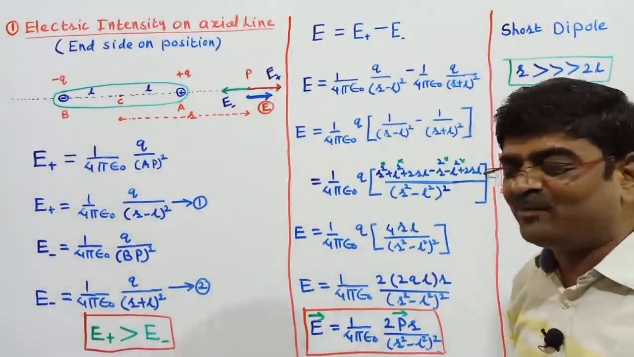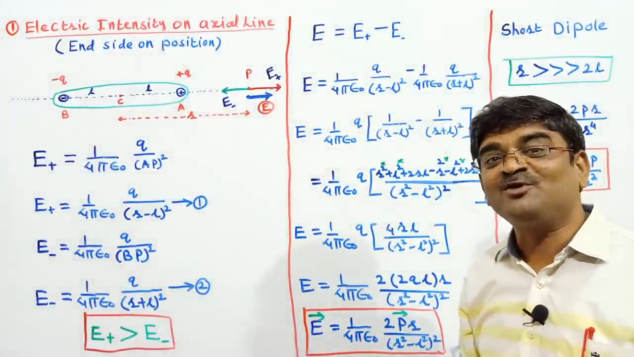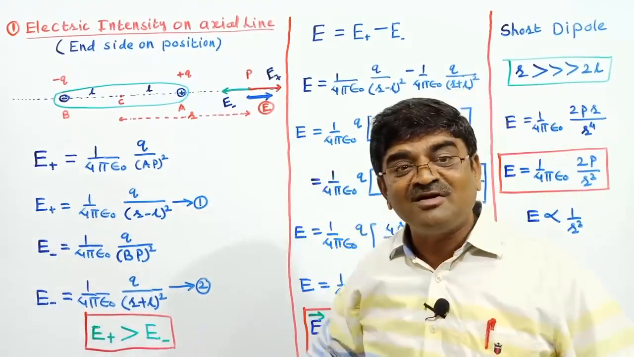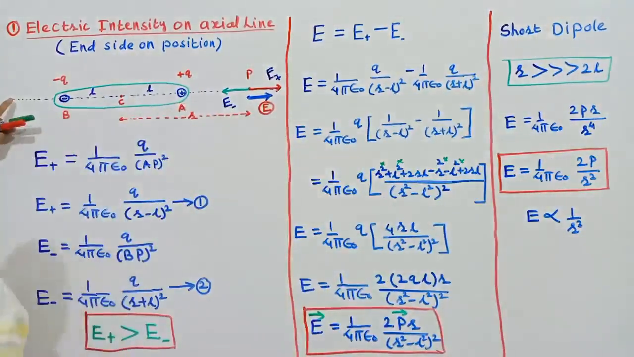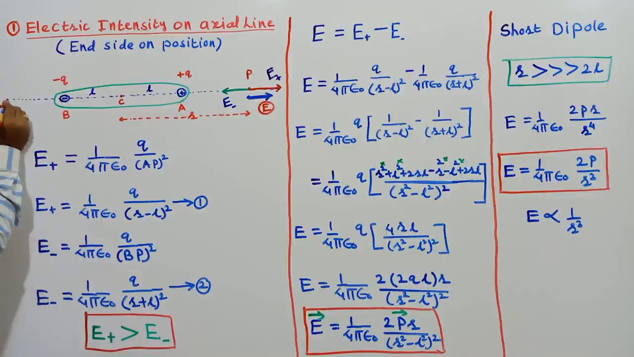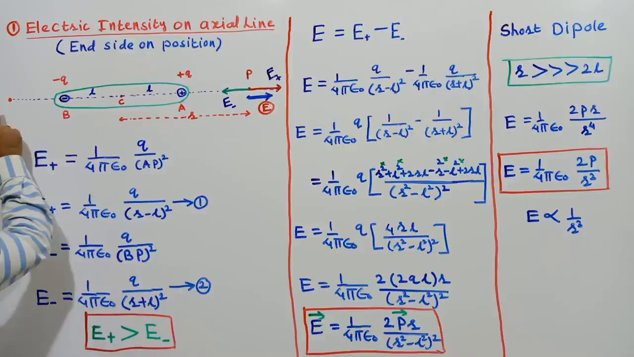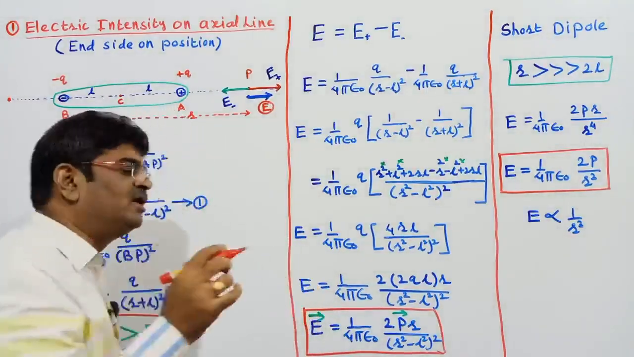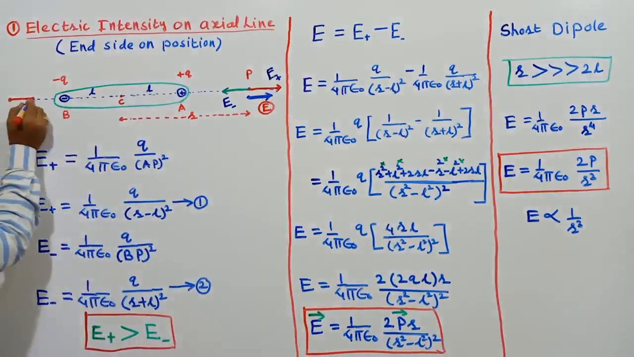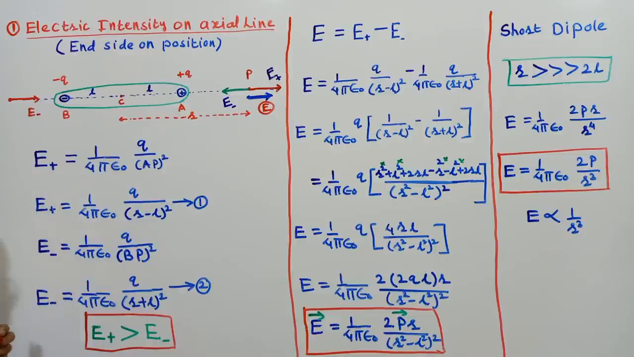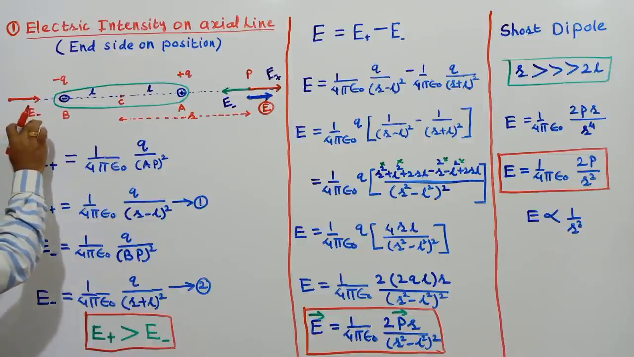What is the direction of electric intensity on axial line? Same as that of dipole moment. You may have a question, sir, when the point is on this side you have told, what do you do when it is on the other side? So in that case, on this side, E minus I have greater. What is the direction of E minus? If my point P is here, how is the contribution of the negative source charge? Along and towards, and this is the direction of E minus I get. So whatever the resultant intensity I get here is going to be in the direction of E minus.